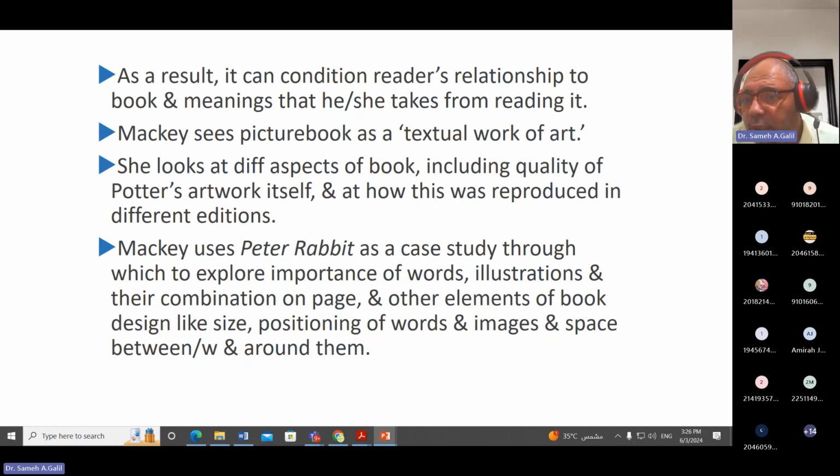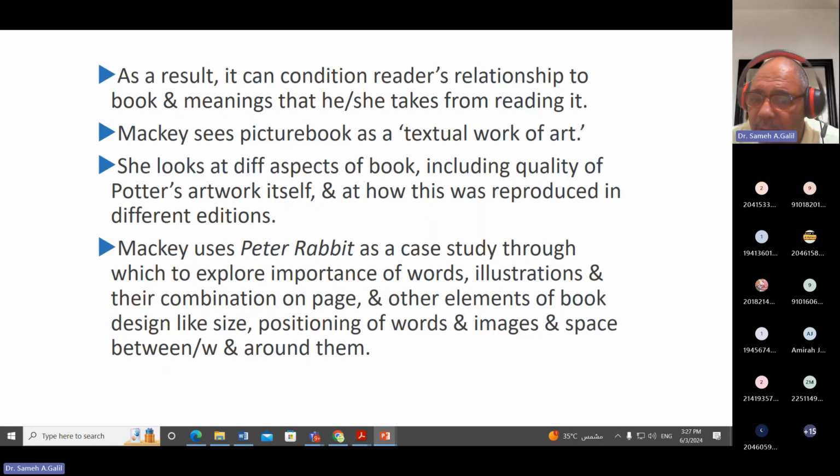Of course, the different versions are produced with different levels of quality, and that would affect how people approach them and how they appreciate them. So, Mackey focuses on the idea that a picture book is a textual work of art. So, it's a work of art, but it's textual, it's verbal. She looks at the different aspects of the picture book. She looks at the quality of the artwork itself and how those different versions were reproduced in different editions.